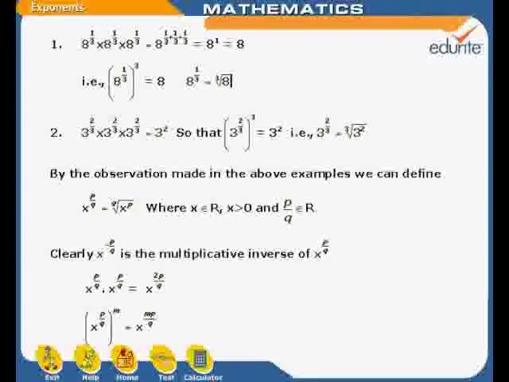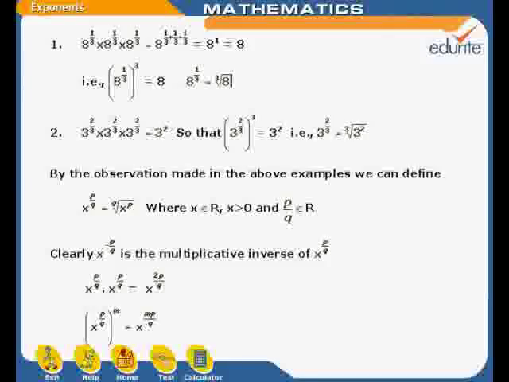By the observation made in the above examples, we can define x raised to the power p upon q is equal to q radical x raised to the power p, where x belongs to real numbers, x is greater than 0 and p upon q belongs to real numbers. Clearly, x raised to the power minus p upon q is the multiplicative inverse of x raised to the power p upon q.